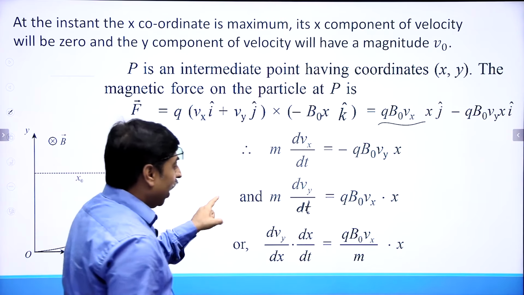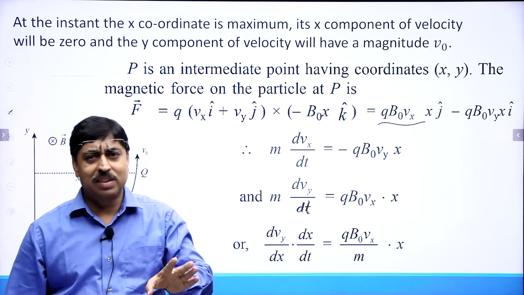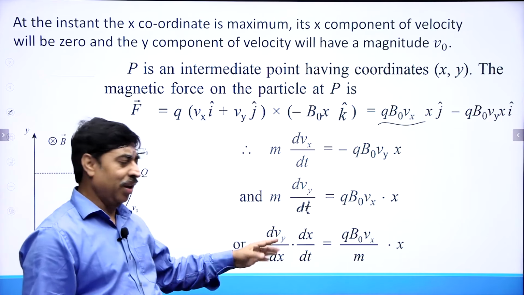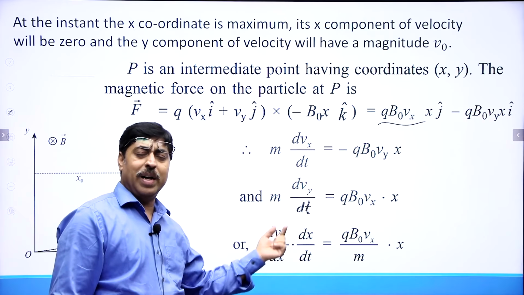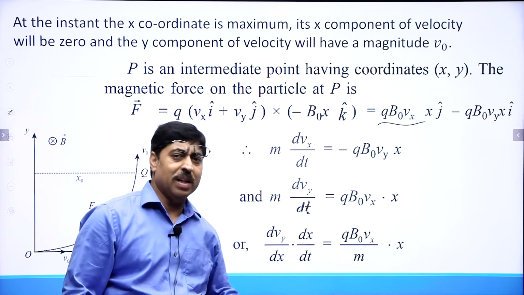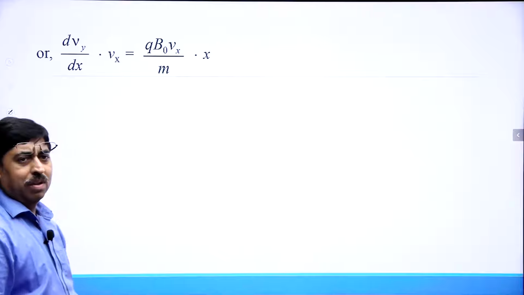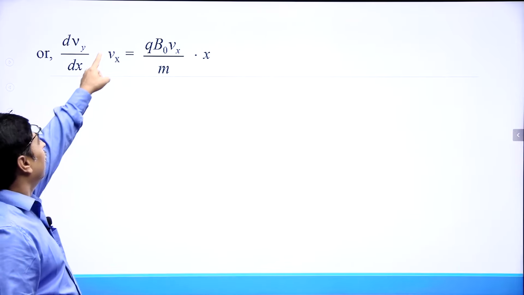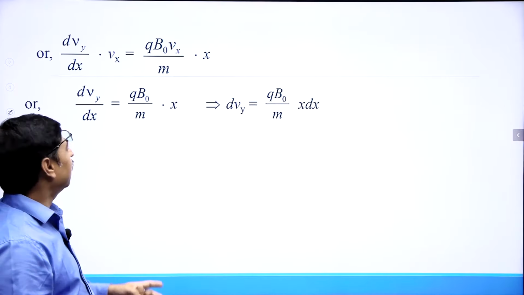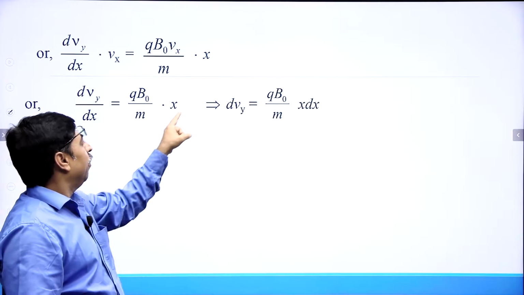So, looking at this equation carefully and doing this manipulation is essential to solve this problem. I repeat, look at this carefully. dVy by dt is dVy by dx into dx by dt. dx by dt is Vx, so dx by dt and Vx cancel out, and therefore, this is what you get. I have written dx by dt as Vx, and then I have cancelled out Vx in the next step. So, this is dVy by dx equals q b naught by m times x.